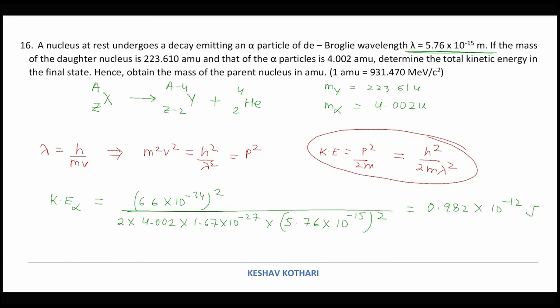Now we will do a similar set of calculations and obtain the kinetic energy for Y. I am not showing you that long calculation, so you can do the calculation and obtain the kinetic energy for Y as 0.0178 × 10^-12. So from here I can say that the total energy can be written as the kinetic energy of the alpha particle plus the kinetic energy of Y. If I add them, we will obtain a value equal to 10^-12.